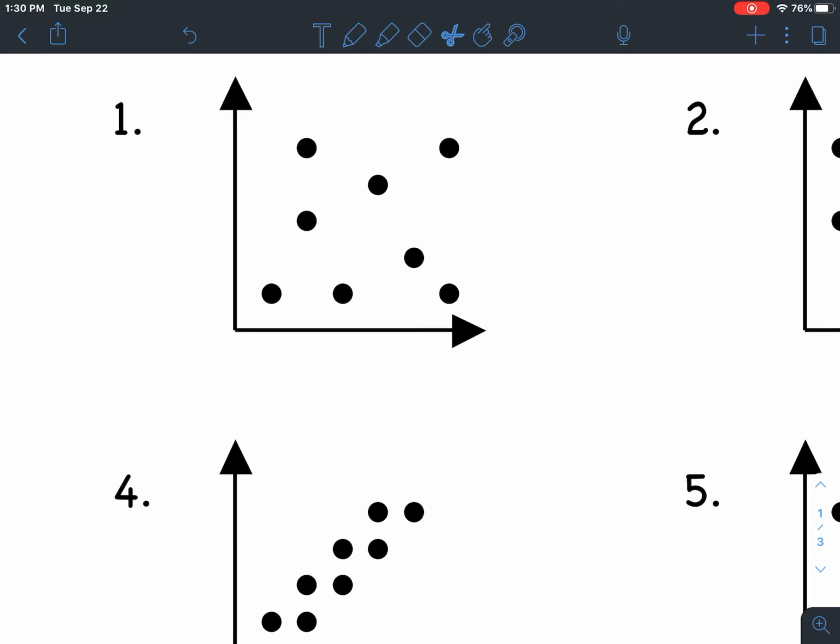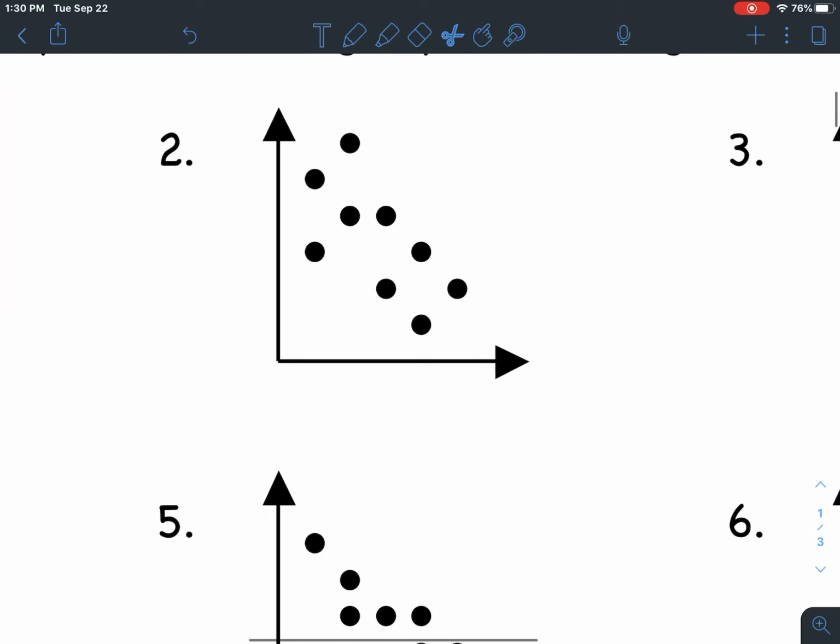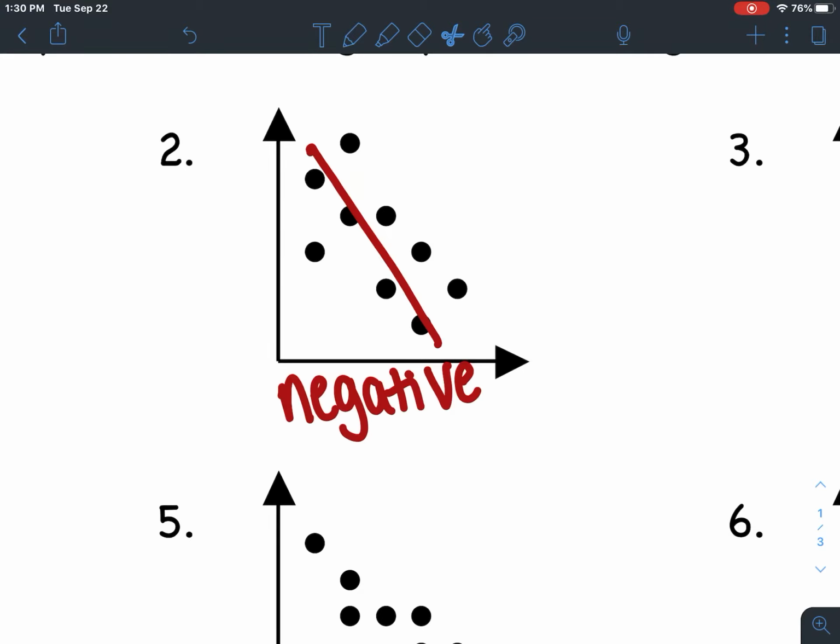So for this first one, I would say that the points are kind of just all scattered all over the place. So I would say there's neither. There's no correlation. It's not positive. It's not negative. For this second one, if I were to draw a line through these points, it looks like our line would be going down. So this graph has a negative correlation.